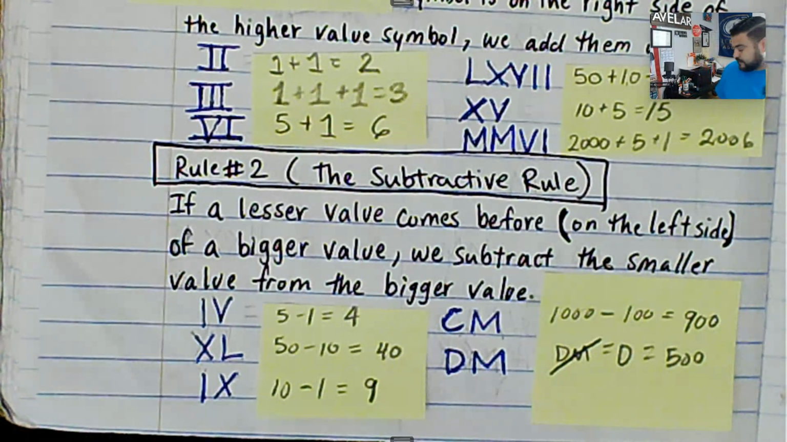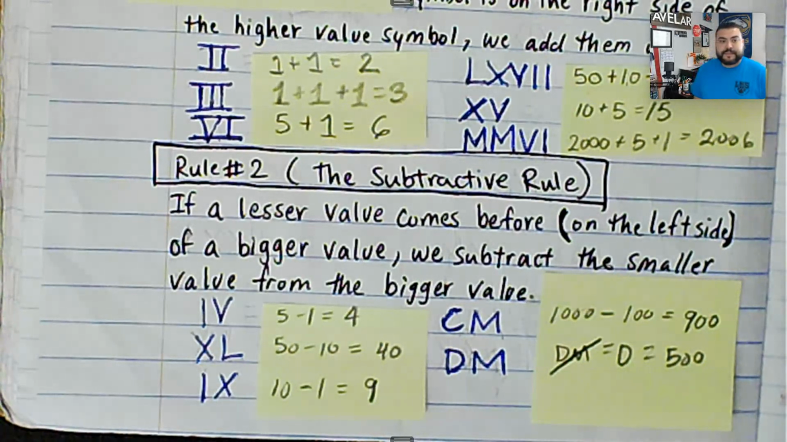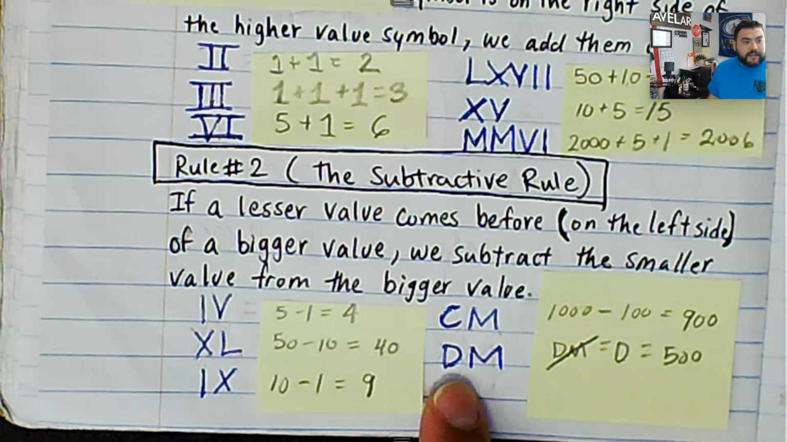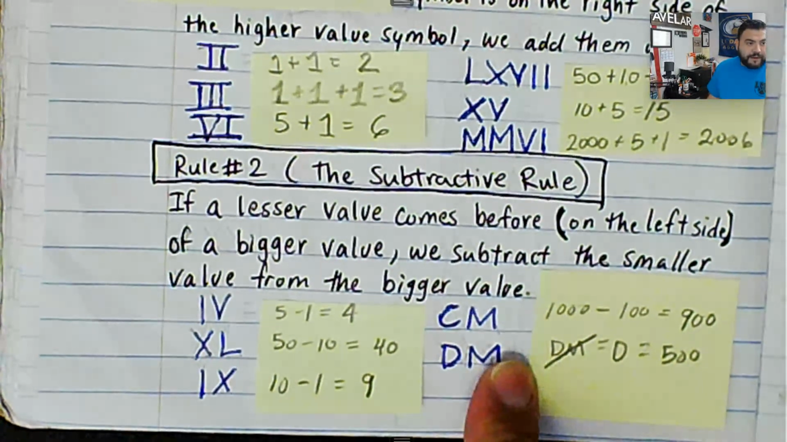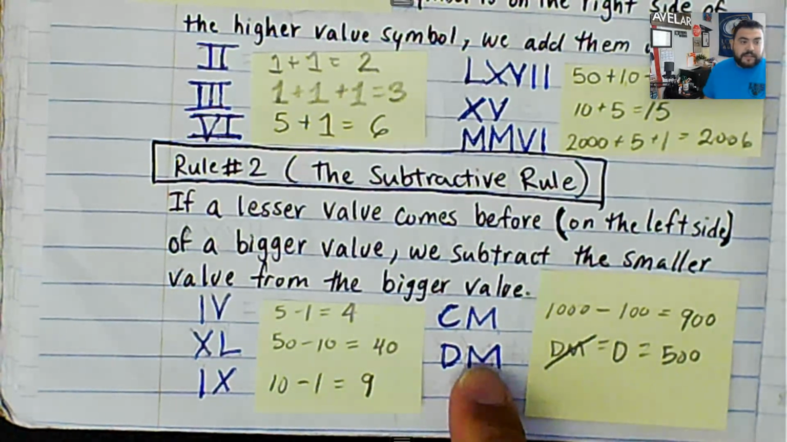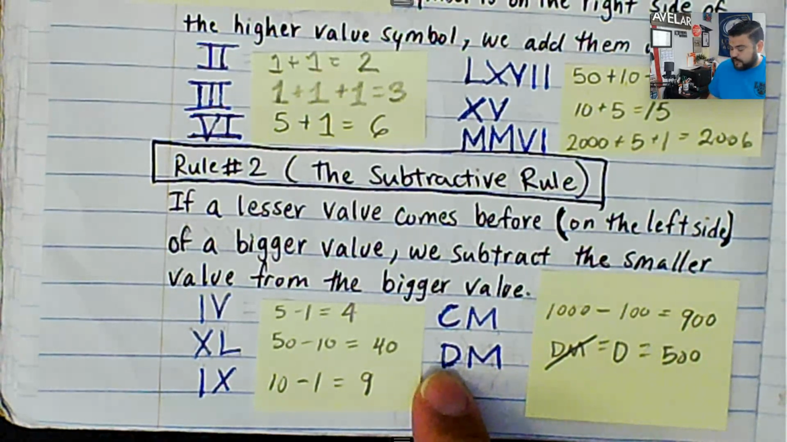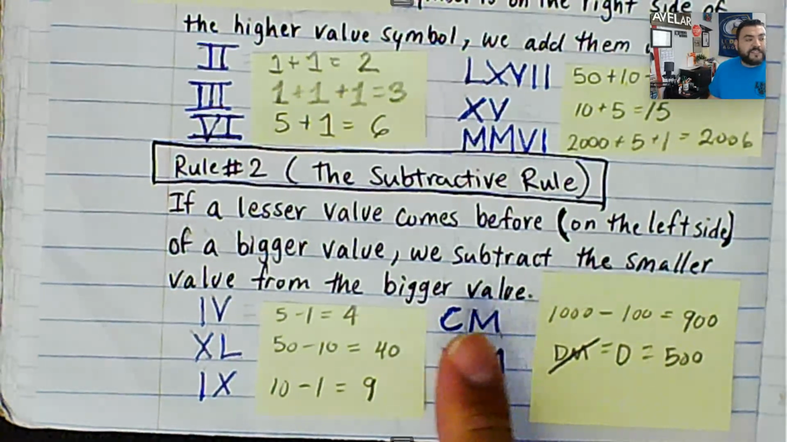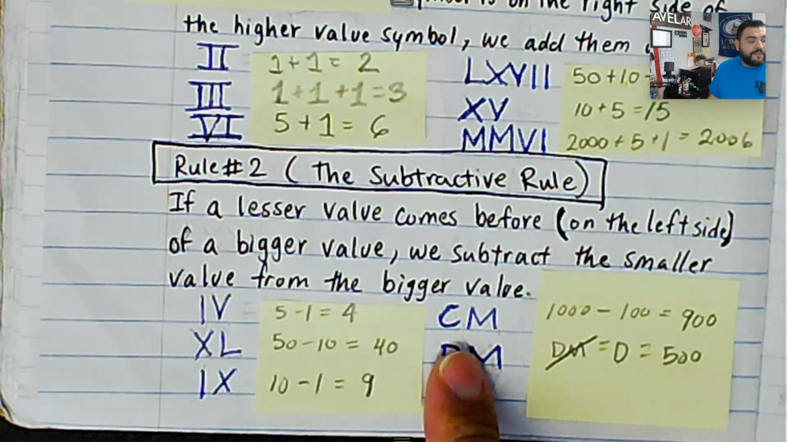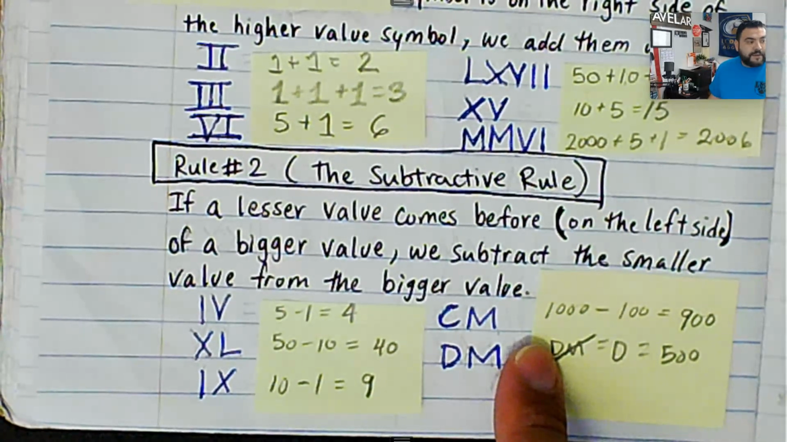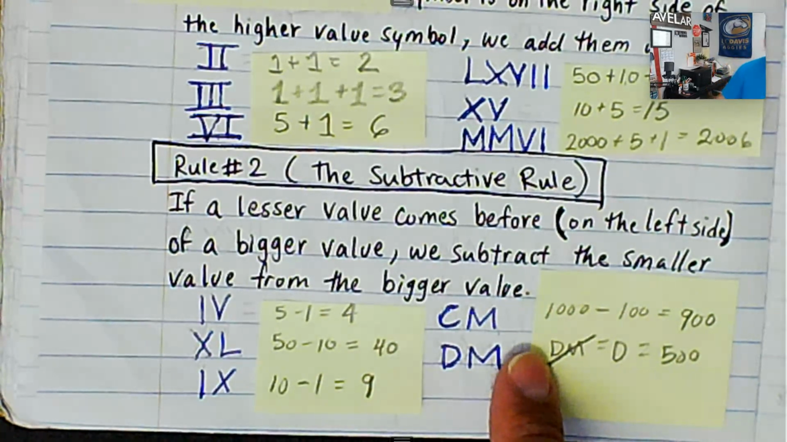So D. What's the bigger value here? M, right? So then the subtractive rule is if there is a lesser value symbol to the left, you subtract it. So 1,000 minus 500 is 500. So if the M is in front of the D, you don't subtract it. Yeah, you don't subtract it. Only if the D is in front of the M.